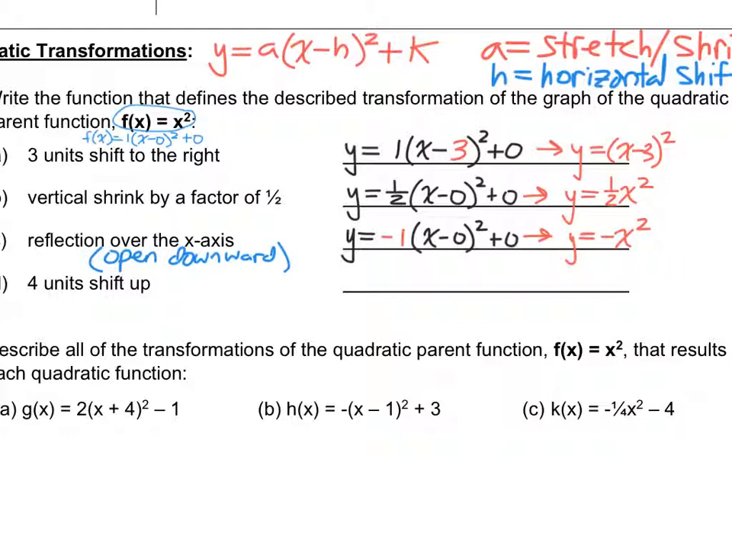All right, 4 unit shifts up. So the only thing that's going to change here would be what? The k. So everything else is going to remain the same. Y equals x squared plus 4.